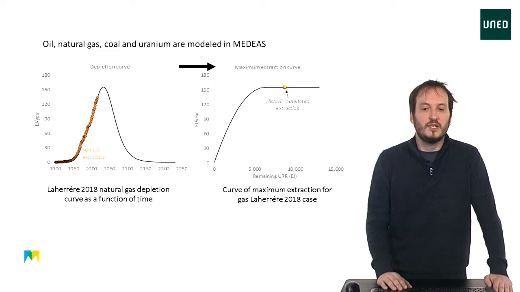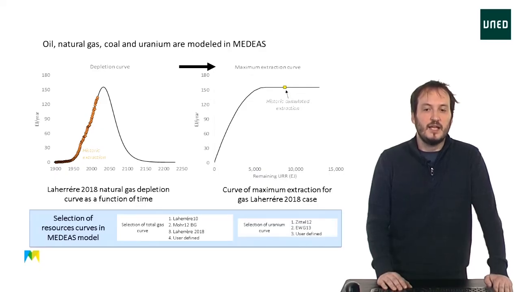The figure on the left shows the Hubbert curve for La Herrera 2018 for natural gas, and the figure on the right shows the natural gas extraction curve for La Herrera 2018. In MEDEAS, the user can select the extraction curve for each energy. For example, the user can select the mentioned La Herrera 2018 gas extraction curve.